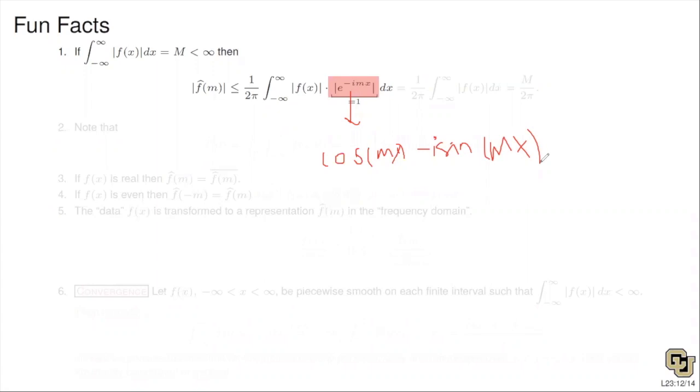Here, this is a bounded function. Okay, so you can take the complex norm, the modulus, and show that the modulus of e to the imx or e to the minus imx is 1. So here we can show that if f is bounded, then so is f hat, the Fourier transform.